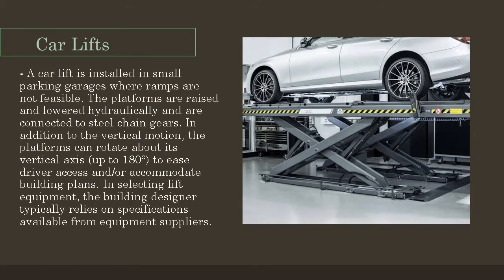Car lifts. A car lift is installed in small parking garages where ramps are not feasible. The platforms are raised and lowered hydraulically and are connected to steel chain gears. In addition to the vertical motion, the platform can rotate about its vertical axis to ease driver access and/or accommodate building plans. In selecting lift equipment, the building designer typically relies on specifications available from equipment suppliers.